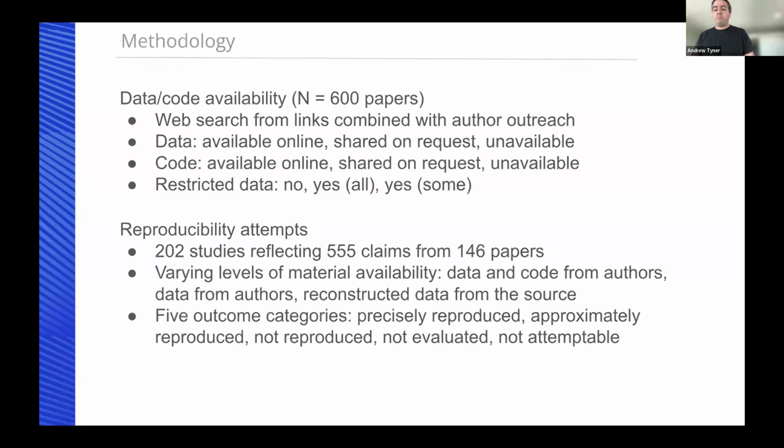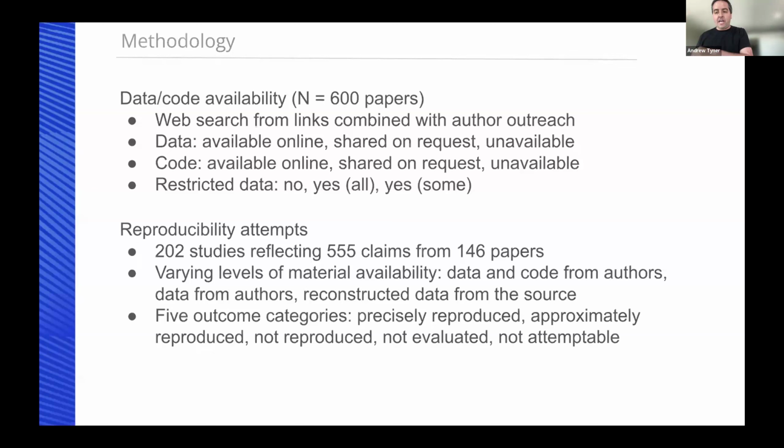We also attempted to reproduce findings at the claim level across 150 of these papers. And altogether, this resulted in nearly 200 studies that reflected 555 claims from these papers. And these reproductions occurred with varying levels of material availability. So in the ideal case, where data and code was made available, we could use that as part of the reproduction. If we only had the author data, then the analyst would supply their own code based on the description in the paper. And in other cases, especially those relying on secondary data sources, the analyst would reconstruct the data from those sources based on the description of the code, and likewise run their analyses based on the description in the paper.